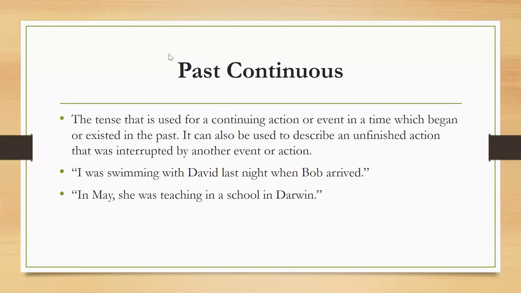I was swimming with David last night when Bob arrived. Here, swim is the action word. It happened in the past, but when an event occurred, when Bob arrived, the swimming was still continuing. All that happened in the past, so it becomes a past tense. But since another event occurred while that reference event was ongoing, it becomes a past continuous tense.